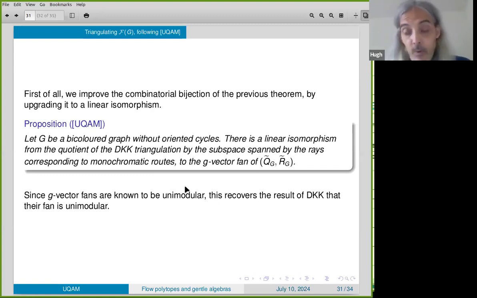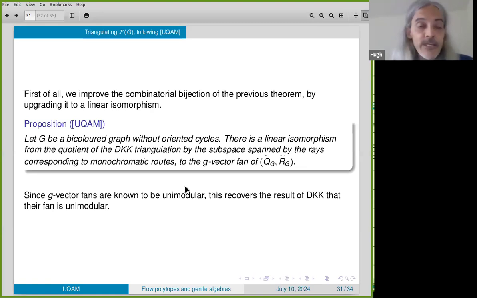And then we know stuff about, and this dictionary can go in both directions. There's stuff that we know about G vector fans. We know G vector fans are unimodular, for example. And so that recovers a result from DKK, that their fan is unimodular. So they had to prove that. We just know it from representation theory.